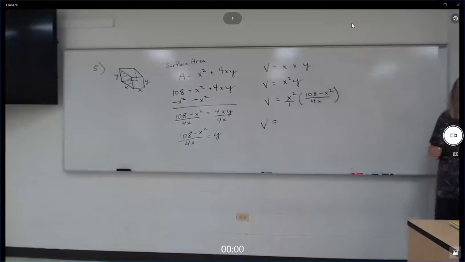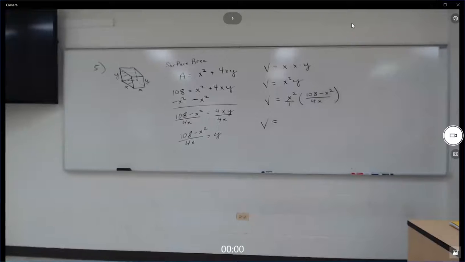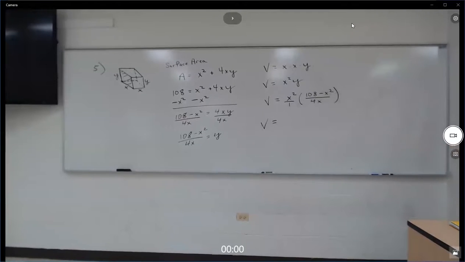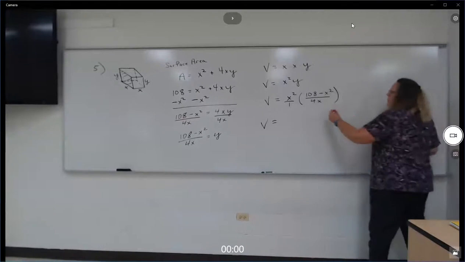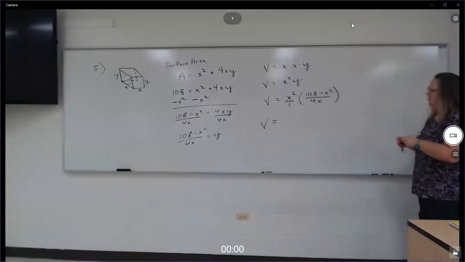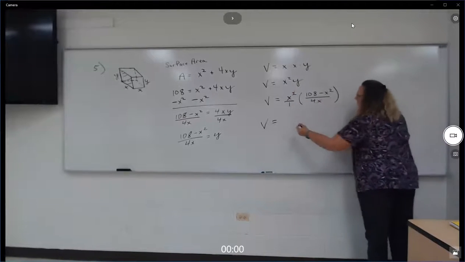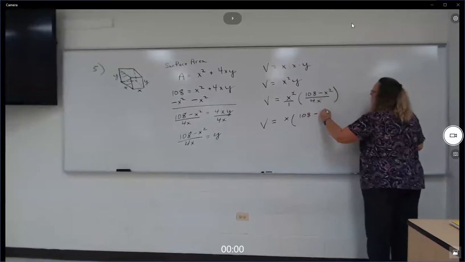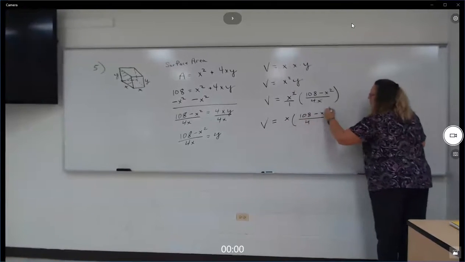Is there anything we can cancel? Might as well cancel if possible. Do we see something that we can cancel? X's, yeah, beautiful, good. This x cancels with at least one of these guys. So we have x times 108 minus x squared over 4.